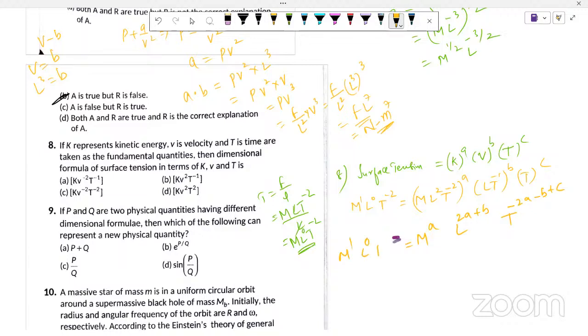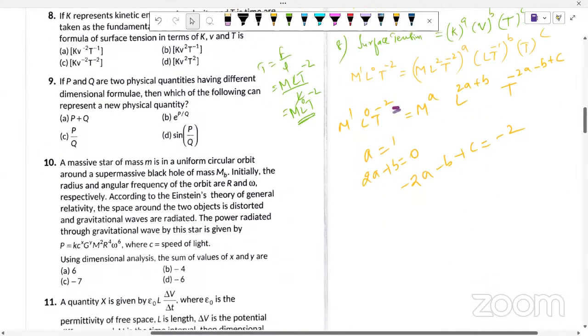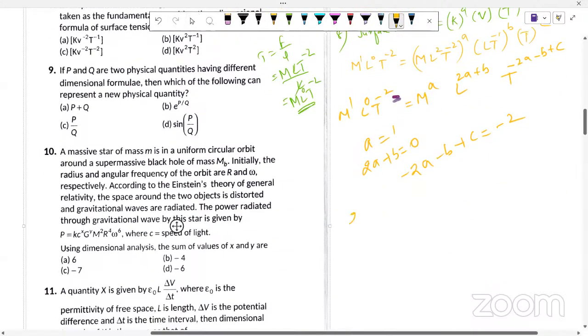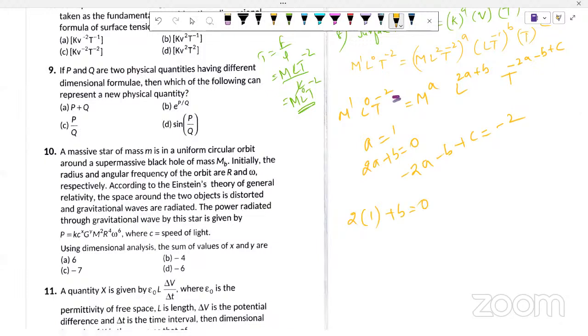तो यहाँ पर हो गया m पावर 1, l पावर 0, t पावर -2। तो ये का डायमेंशन हो गया 1, 2a प्लस b विल बी इक्वल टू योर 0 एंड -2a माइनस b प्लस c विल बी इक्वल टू -2। उसमें से आप ए बी सी की वैल्यू निकाल दीजिए, दैट विल गिव मी द आंसर। ए की तो वैल्यू आ गई ना बेटा, सो 2 इंटू ए की वैल्यू 1 है प्लस बी इज इक्वल्स टू 0। तो बी की वैल्यू बन गई -2। ये टर्म कहाँ जाना है यार?